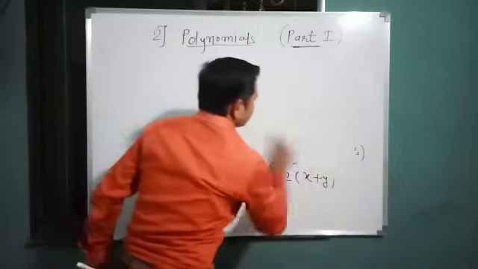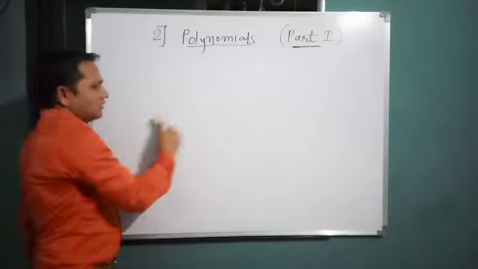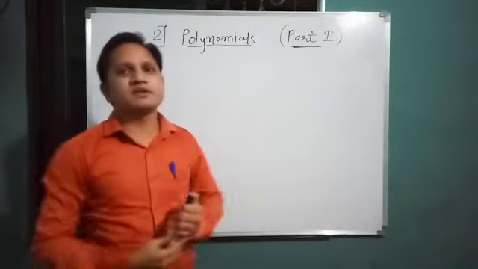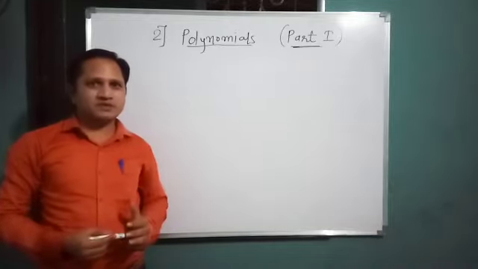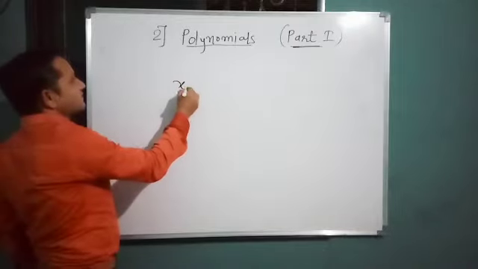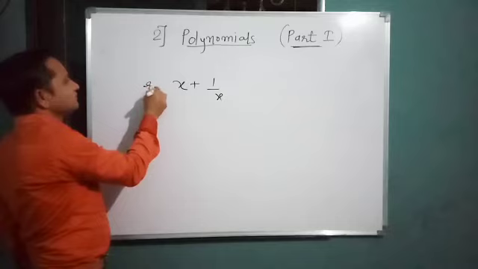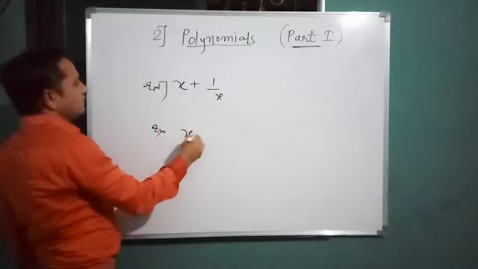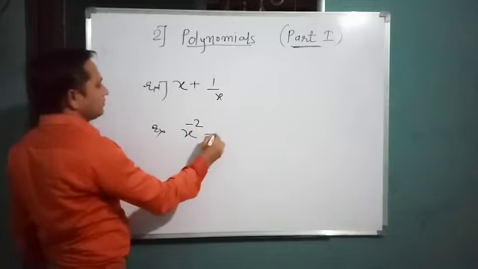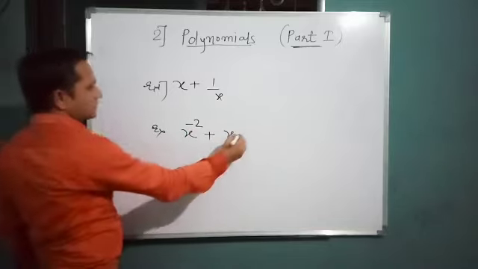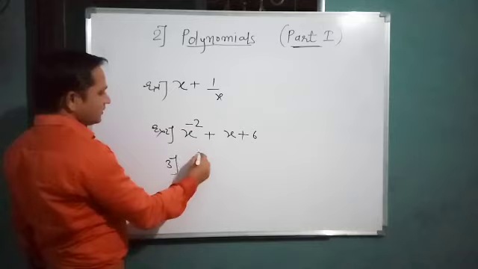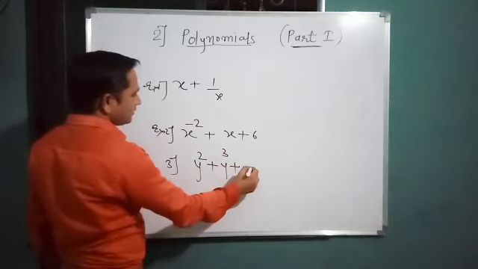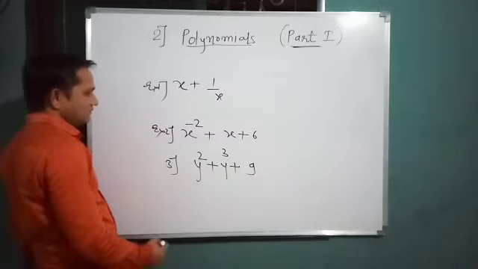उसके बाद जब ये अलजेब्रिक एक्सप्रेशन बनते हैं, and if this is an algebraic expression, then what is called a polynomial? Suppose so many algebraic expressions are there. For example, like this way: example 1, x plus 1 upon x. Second example, minus x to the power minus 2 plus x plus 6. Third example, y square plus y to the power 3 plus 9, etc.